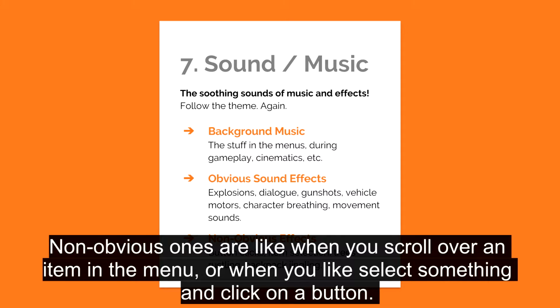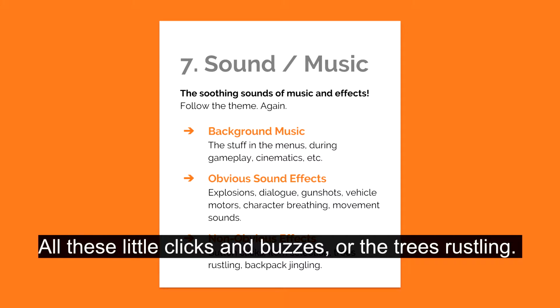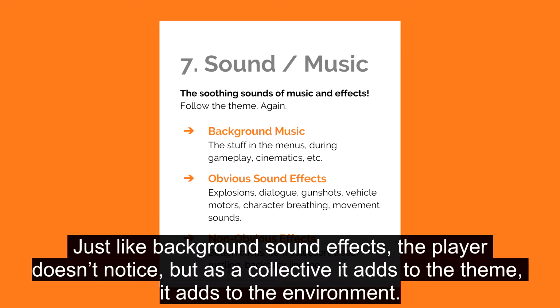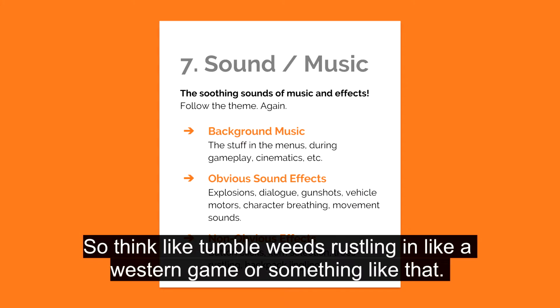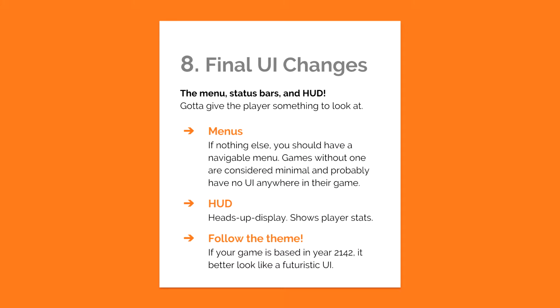Non-obvious ones are like when you scroll over an item in the menu, or when you select something, you click on a button, all those little clicks and buzzes, or the trees rustling, just background sound effects that the player doesn't notice, but as a collective it adds to the theme, it adds to the environment. So think like tumbleweeds rustling in a Western game or something like that.